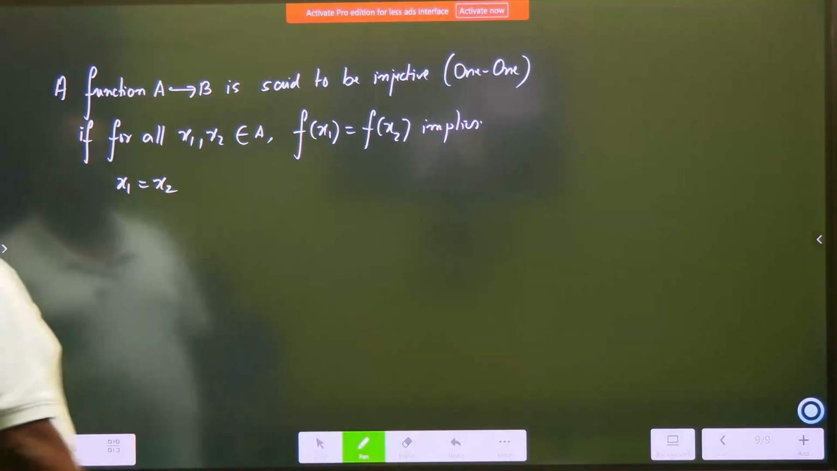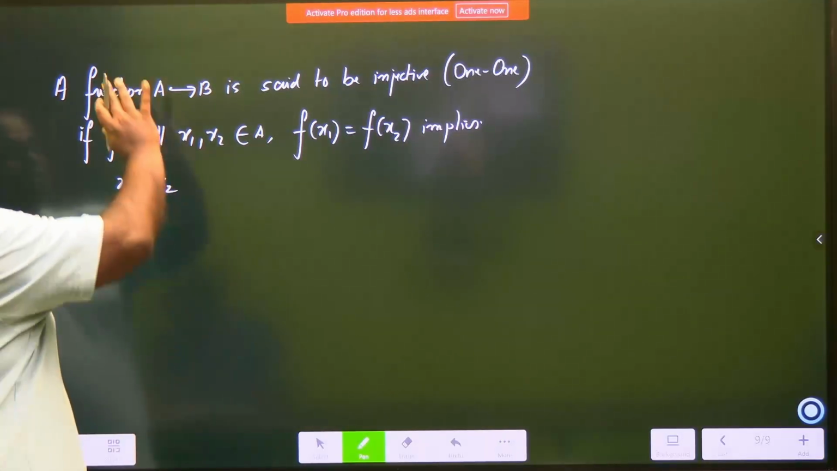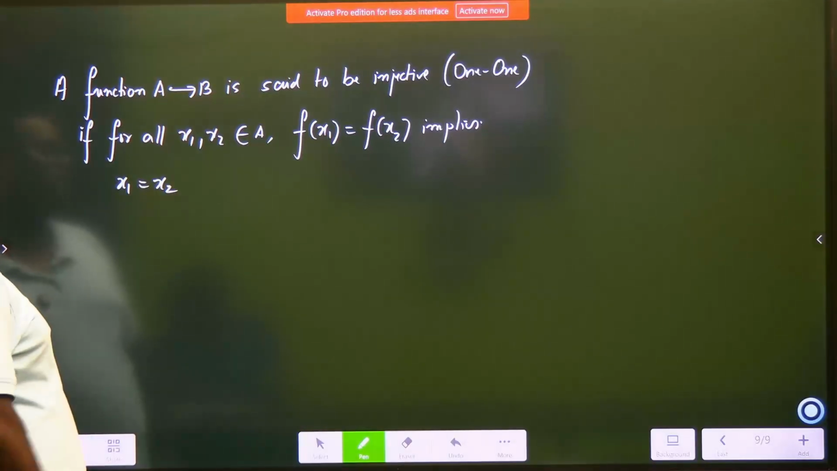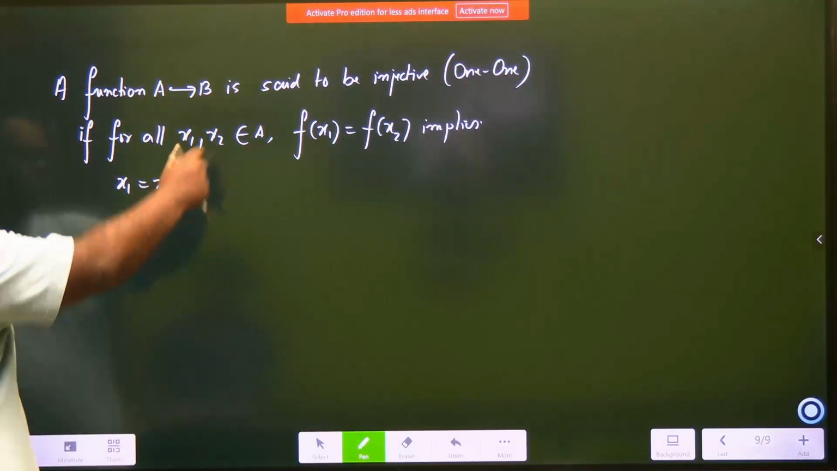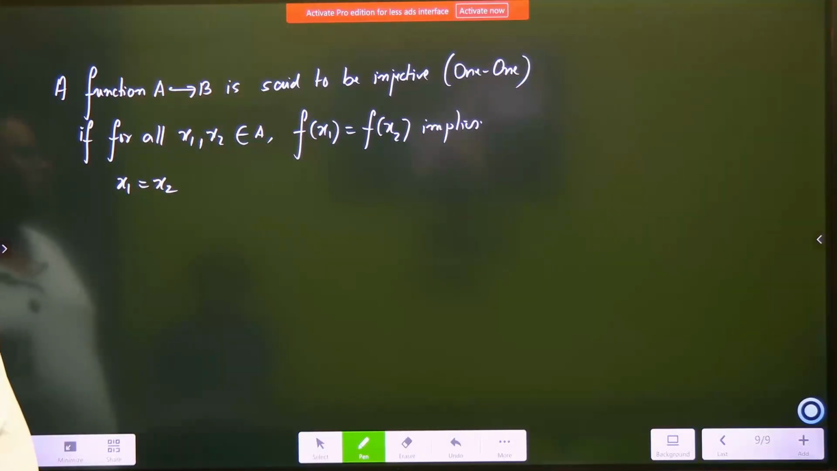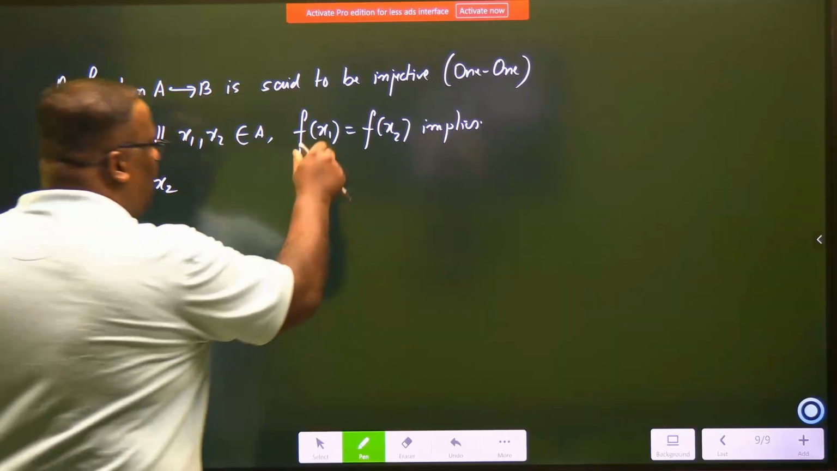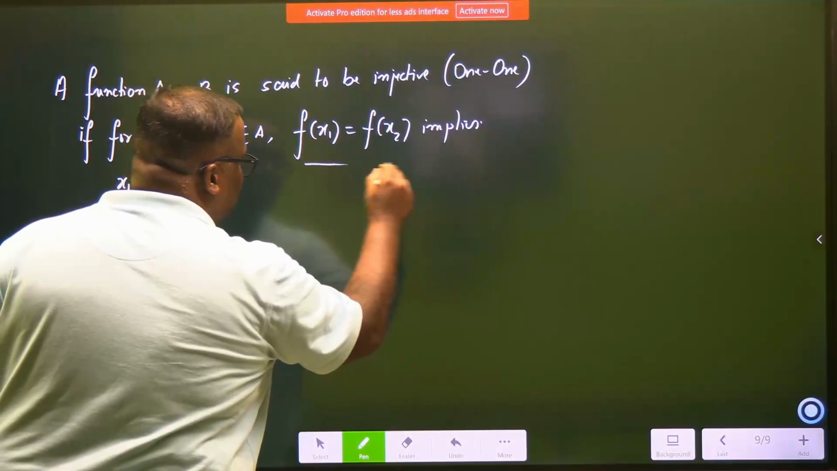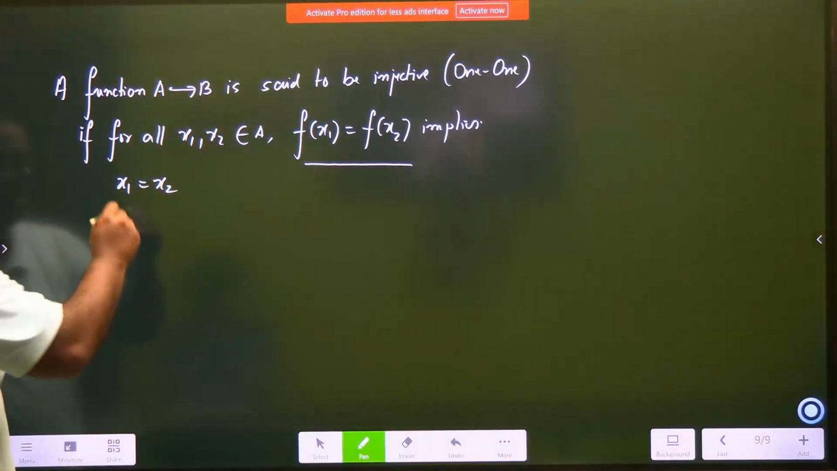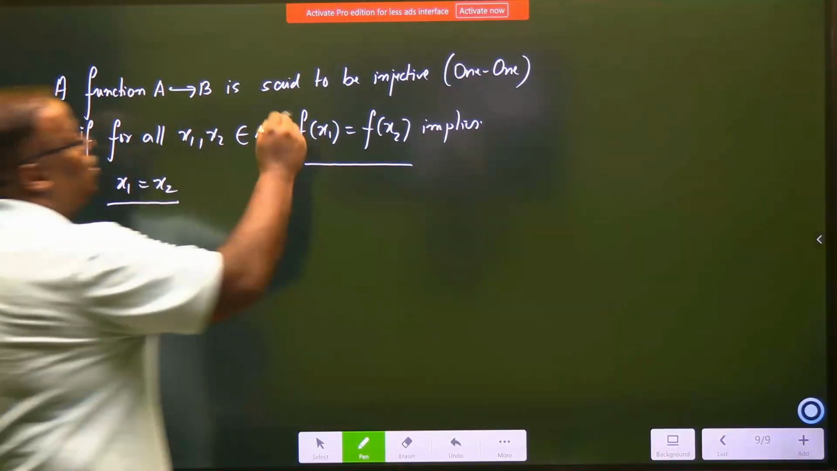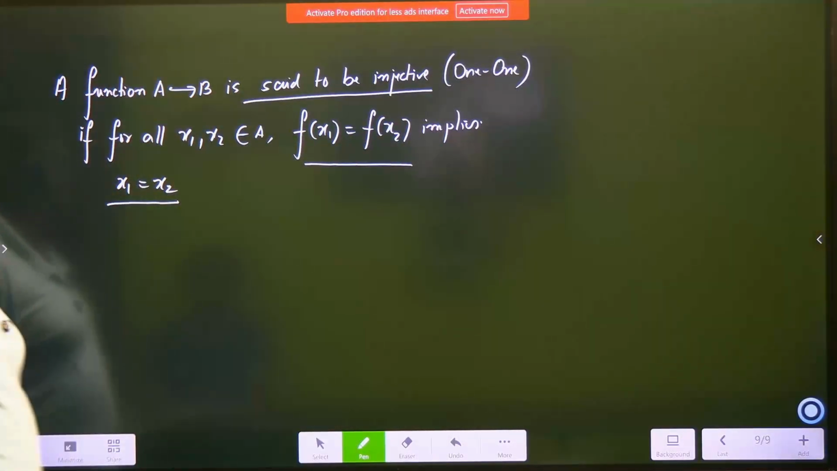Now try to read this once again. If you have a function from A to B and you say that it is injective only when you pick up two inputs that belong to the domain and you find that their function values are same, then in that case the inputs must be same because you have already said that it is injective.